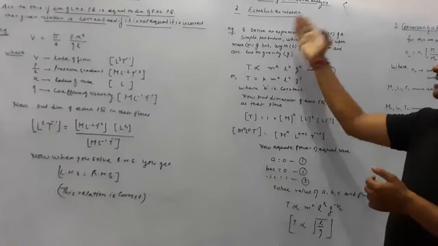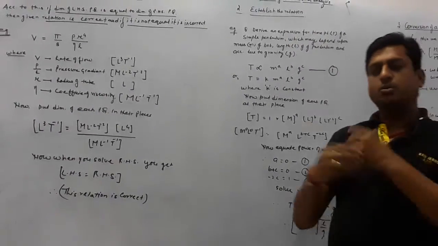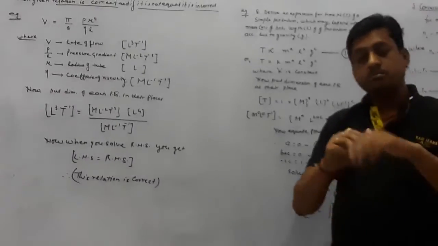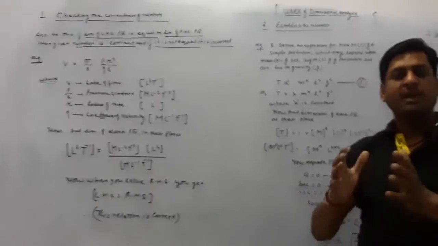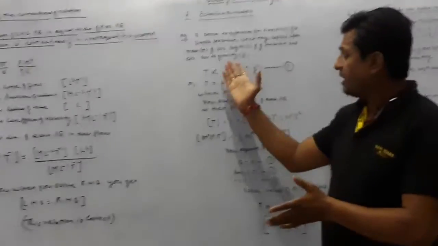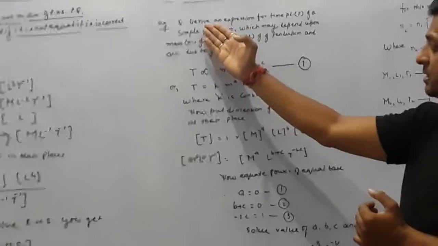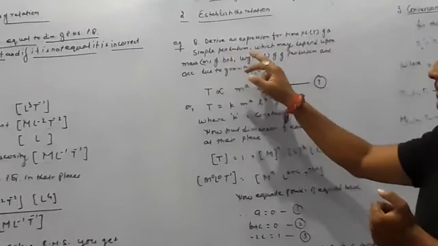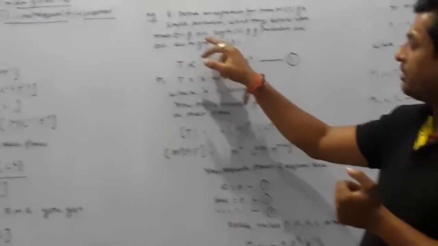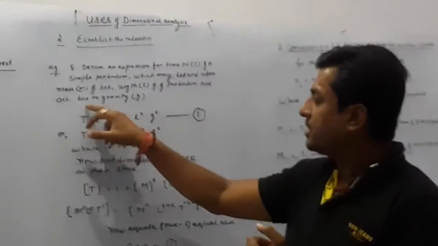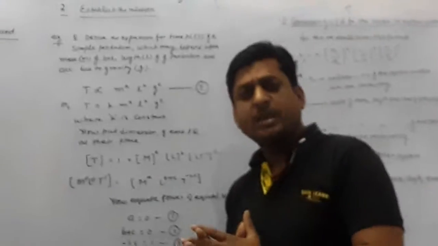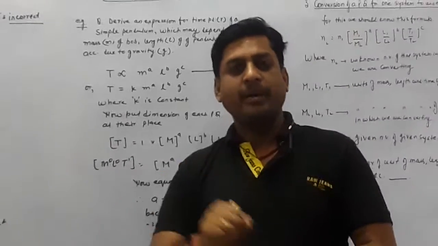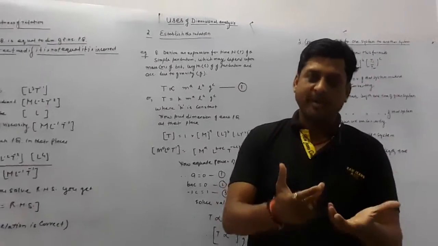Second, establish the relation. Establishing the relation means, you know that force equals mass into acceleration, a very simple example. If anybody asks you to show that, then with the help of dimensions you can show it. I have taken one example here. The question is: derive an expression, meaning that formula, for the time period of a simple pendulum which may depend upon mass m of the bob, length L of the pendulum, and acceleration due to gravity small g. In such type of question we always search two things: how many physical quantities it depends on, and over which quantity these physical quantities depend.